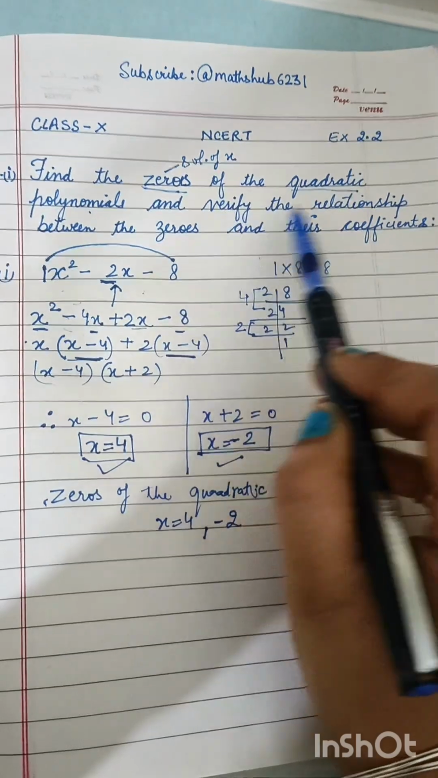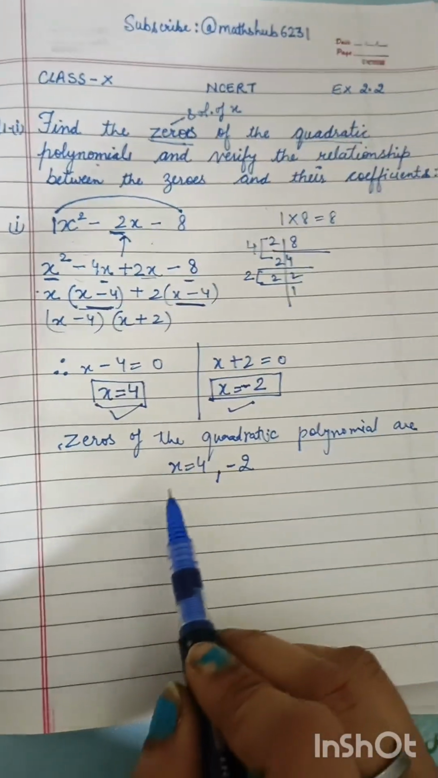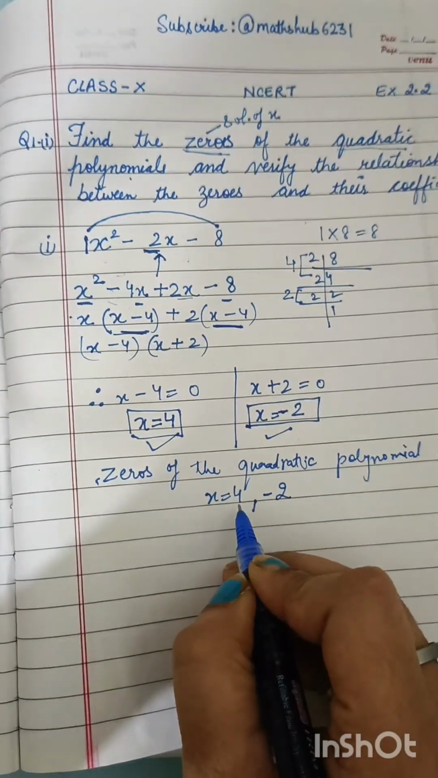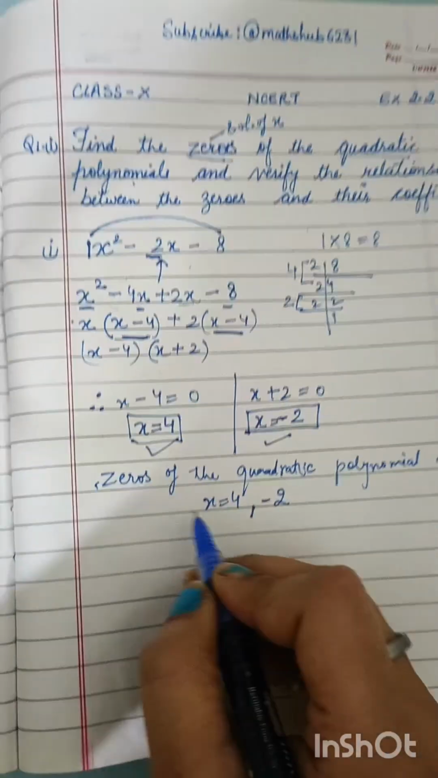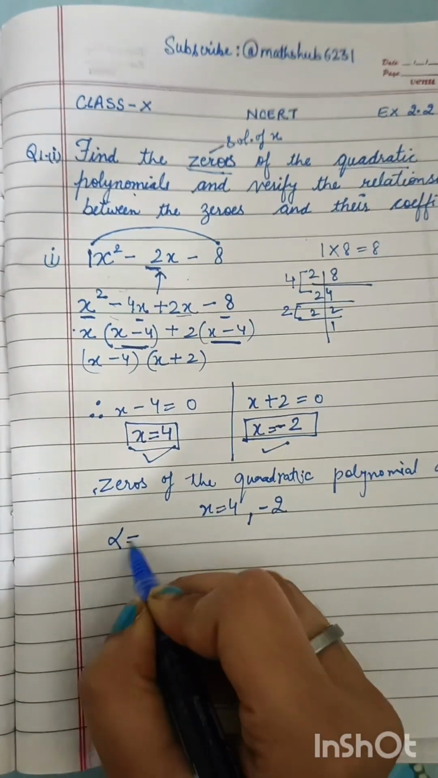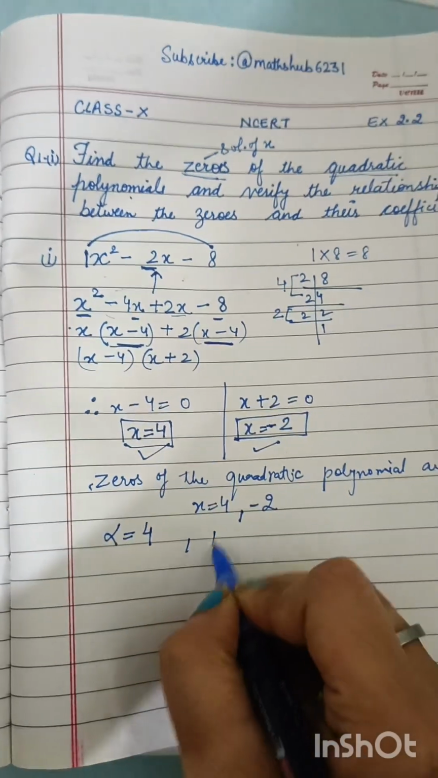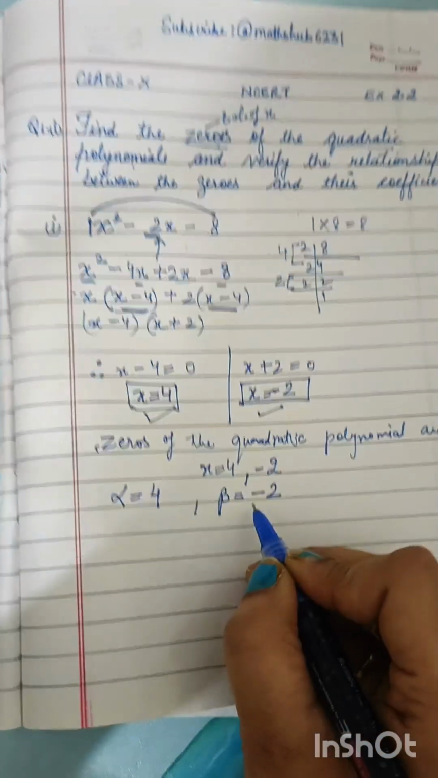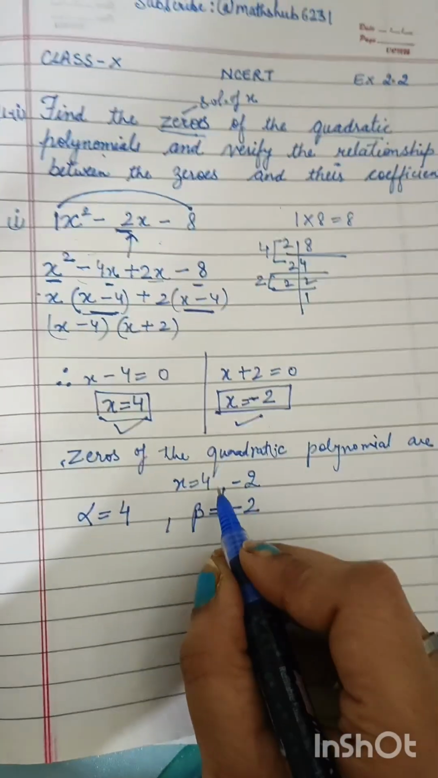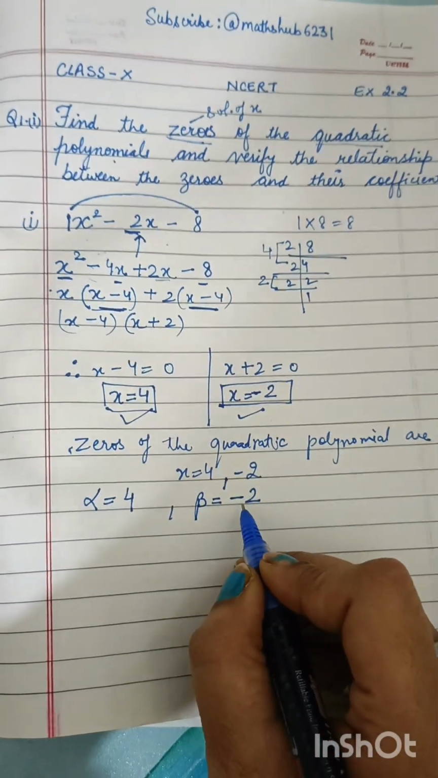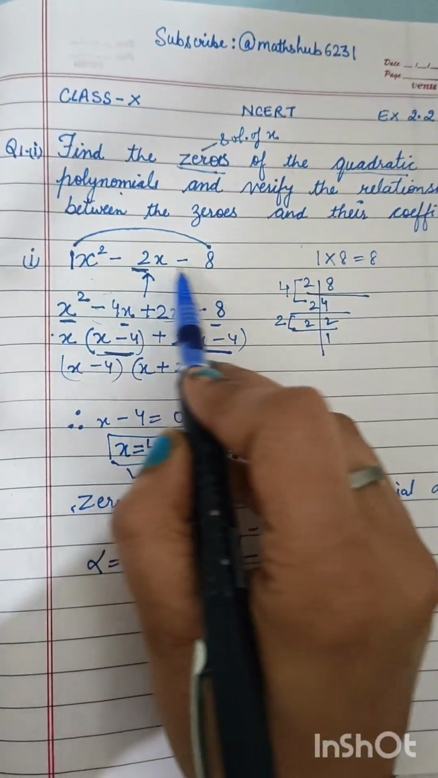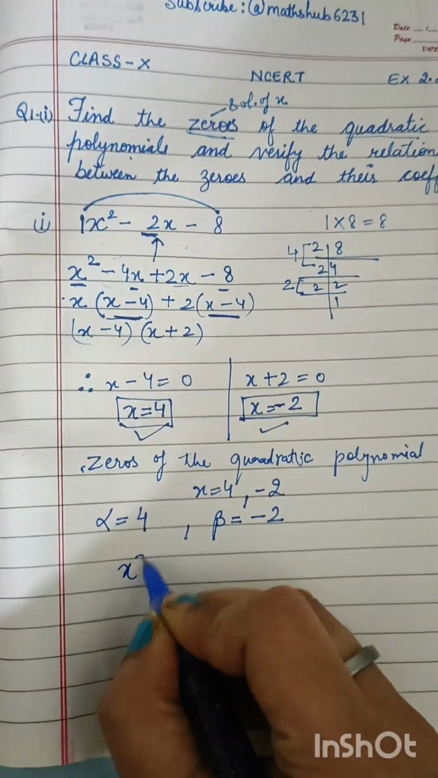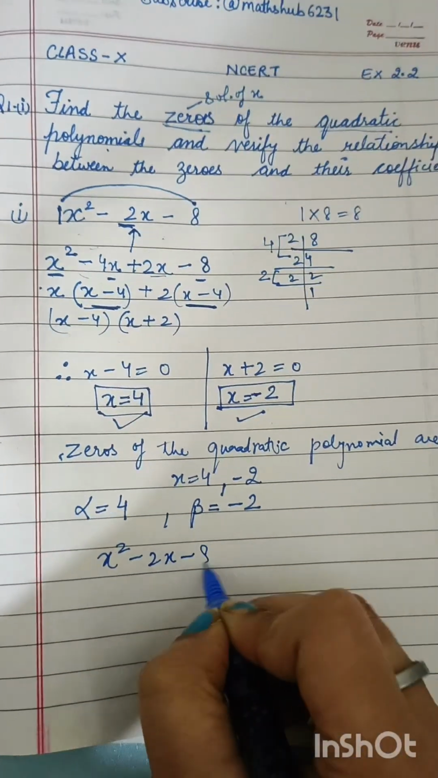Next step is to verify the relationship. So firstly we will use it, right? These are the zeros. So I am considering one of them, because both are x, right? So one I am taking as alpha, which is equal to 4, and the other zero I am taking as beta. So I am just keeping the names of these zeros, that one is 4 and the second is minus 2. So firstly we will just see the quadratic polynomial, that is we have x square minus 2x minus 8, right?